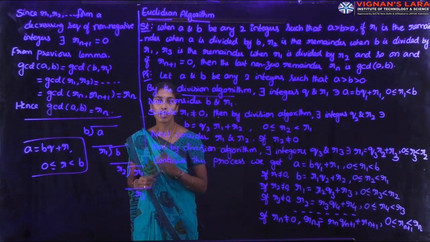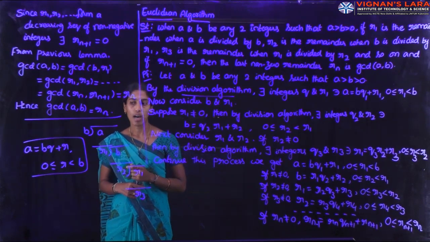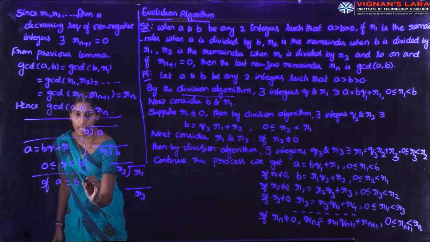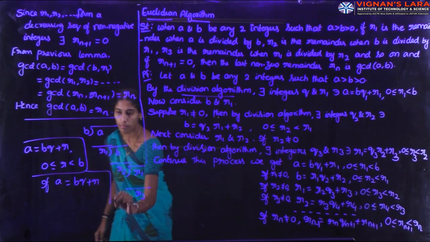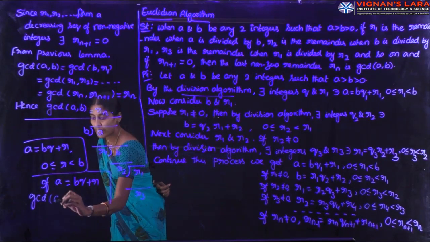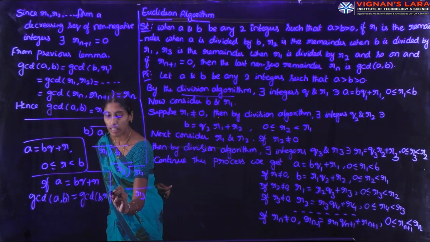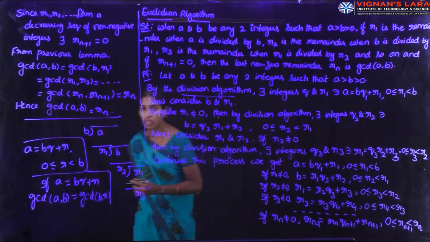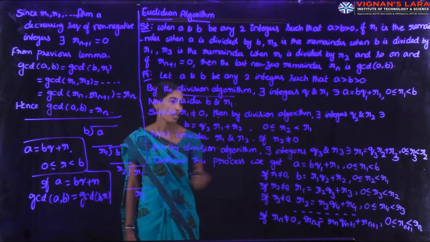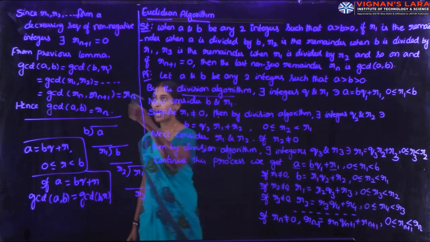So what is the conclusion from the previous lemma? Whenever A is equal to BQ plus R, what is the conclusion from this? GCD of A comma B is equal to GCD of B comma R. So from this, GCD of A, B equals GCD of B comma R1.